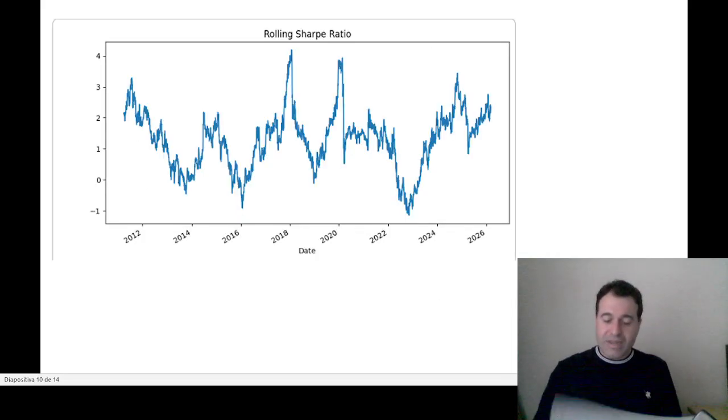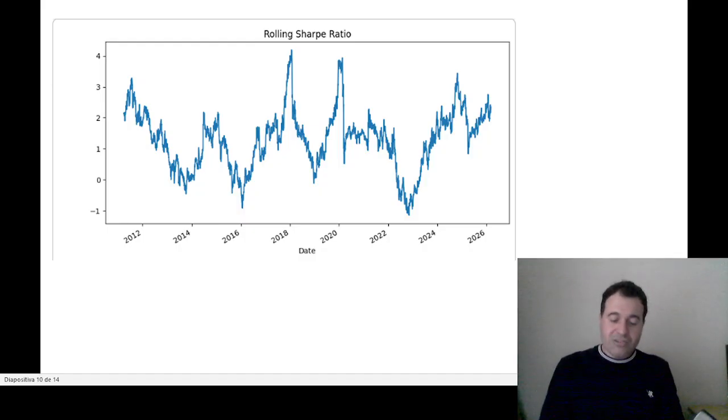Rolling Sharpe ratio. To better understand how the strategy performs through time, we compute a rolling Sharpe ratio using a 252-day window, approximately one trading year. This metric shows how the risk-adjusted performance of the strategy evolves over time.